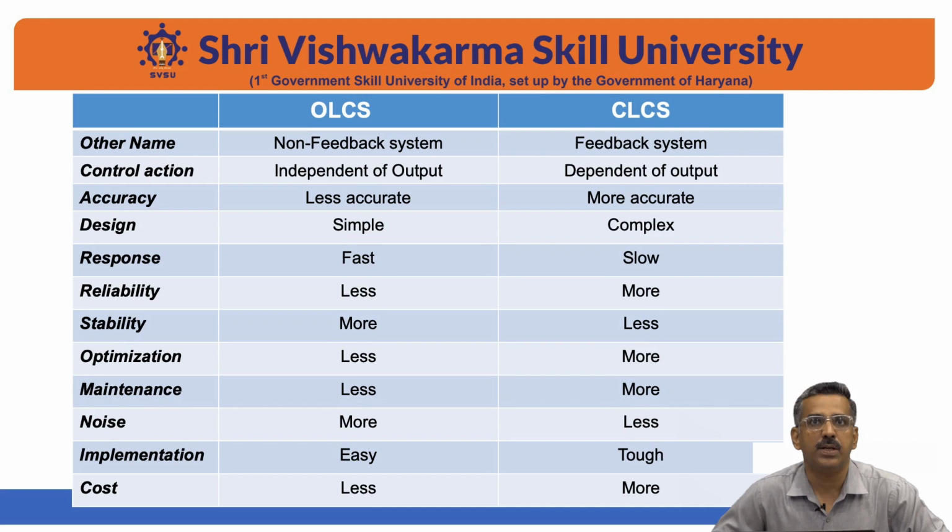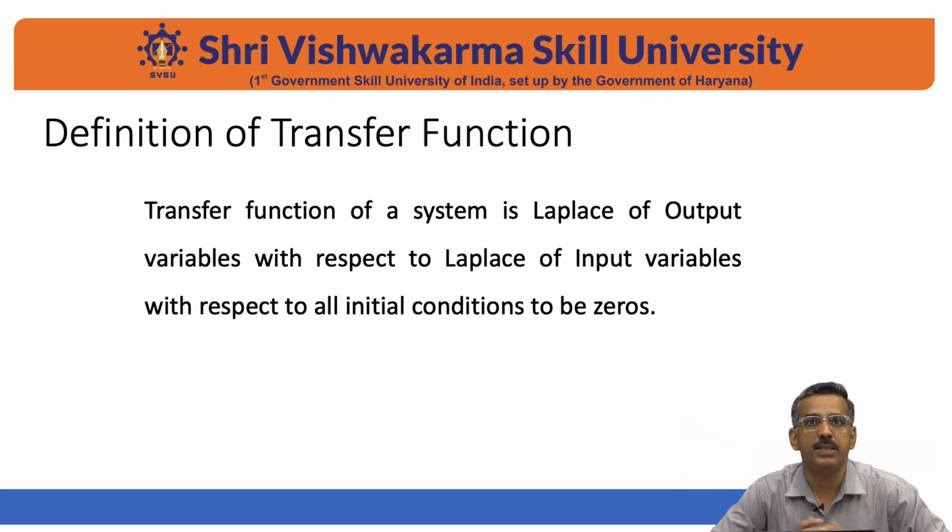The transfer function of any control system means it is the relationship between the output and input. Transfer function is a compact way to represent the output and input. It is a mathematical model according to the Laplace transform of the output and input. The transfer function is defined as the Laplace transform of the output with respect to the Laplace transform of the input, keeping all initial conditions to be 0.